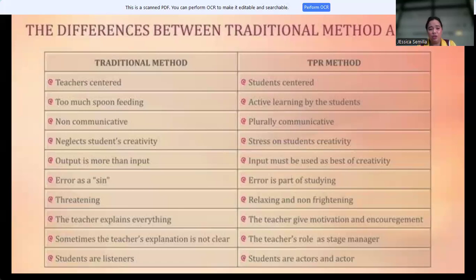Also imitate the teacher. So in the traditional method, sometimes the teacher's explanation is not clear. On the other hand, in the TPR method, the teacher's role is a stage manager. So in the traditional method, or the TM, students are listeners. On the other hand, for the TPR method, students are actors.